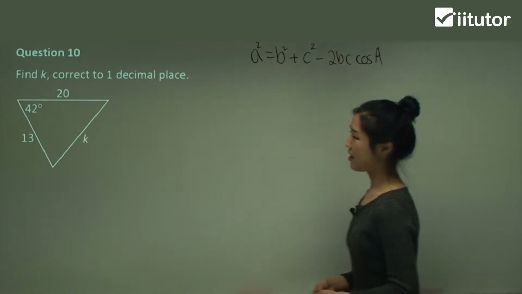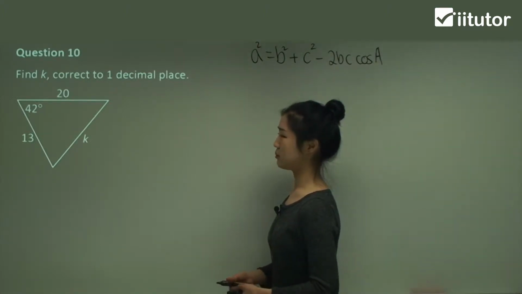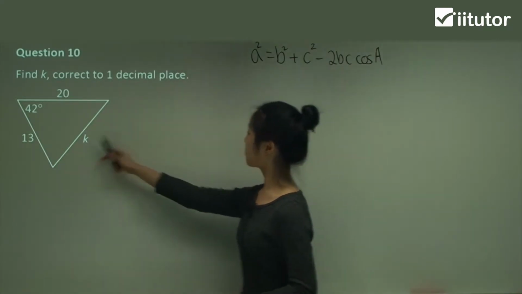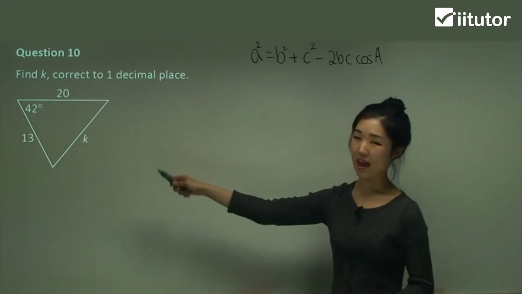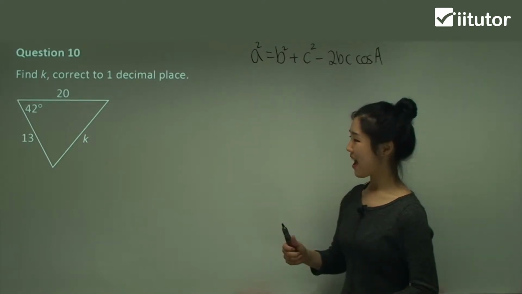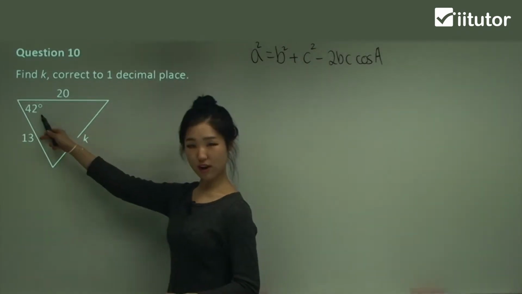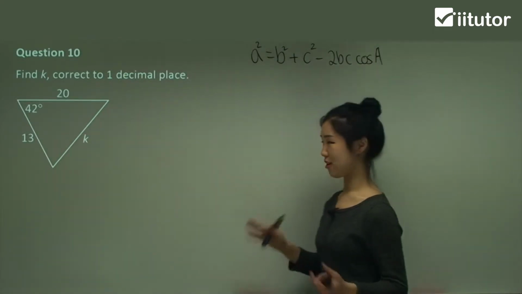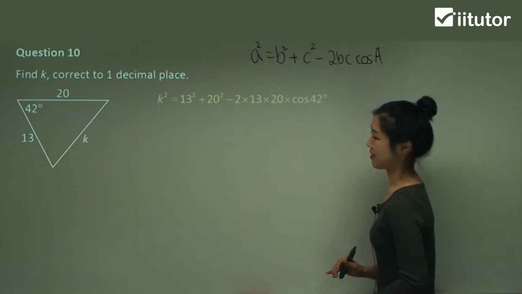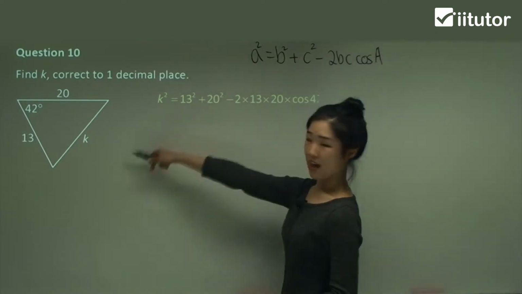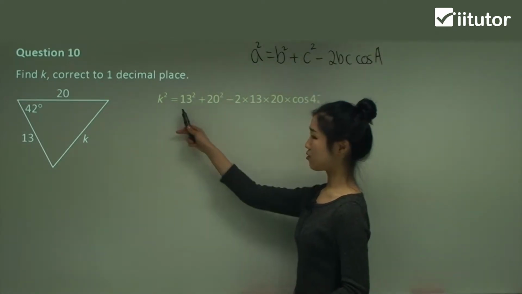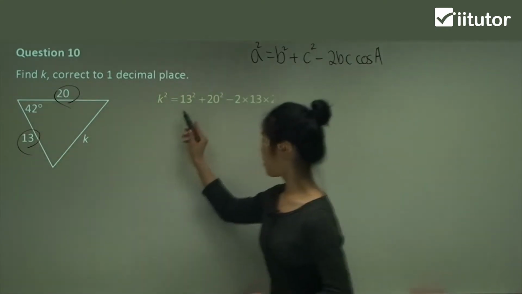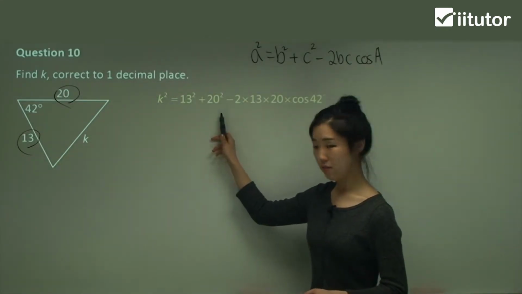Okay, question 10. Find k correct to 1 decimal place. So here we've got k unknown and it's a side. So here I'm going to let k be my a. Okay, and just make sure we've got an opposite angle, which I do, and we've got the other 2 remaining sides, which I do as well. So I can just go straight to the cosine rule, just like this. So a is k, right? So it's going to be k squared equals... What are the other 2 remaining sides? It's 20 and 13. So 13 squared plus 20 squared minus.